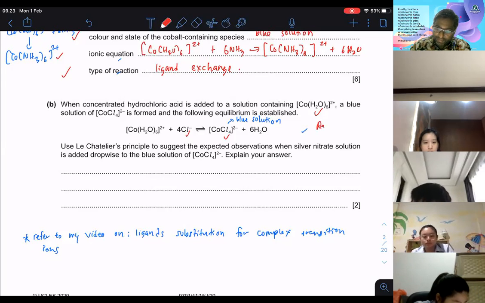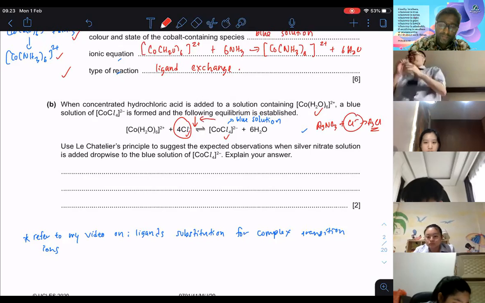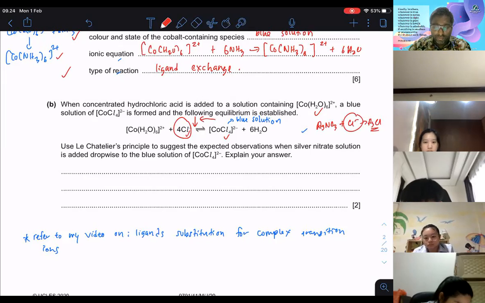Now, silver nitrate is going to react with the Cl minus to give you silver chloride as a precipitate. Silver chloride is a white precipitate. So in this case, what happens here is you are removing the Cl minus. If you are removing the Cl minus, what happens? According to LCP, you do not want the Cl minus to be removed. So you need to counter the situation by shifting the position to form more Cl minus. So the position of the equilibrium will be shifted to the left.